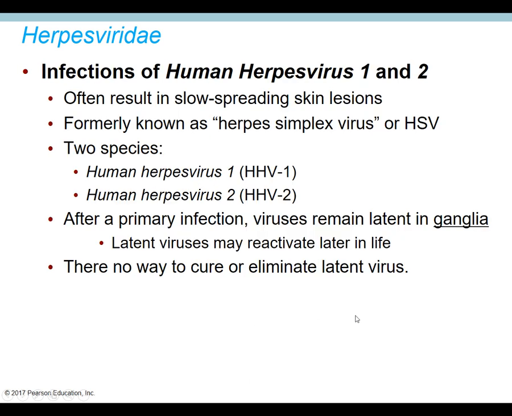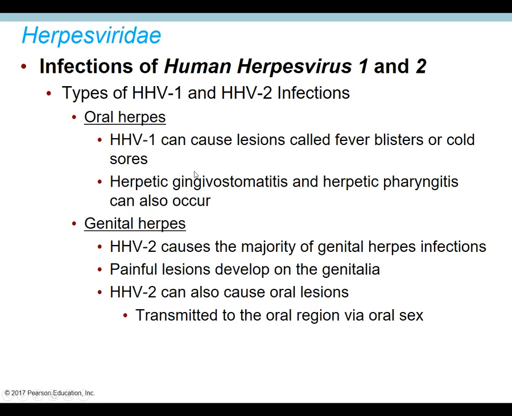So like I said, herpes 1 and 2, these typically start off as skin lesions, which you get from direct contact with somebody else. After the primary infection, viruses stay in your ganglia, and there's no way to cure or eliminate a latent virus right now. Maybe in the future. So, just very quickly, the ones I just mentioned, oral herpes gives you fever blisters.